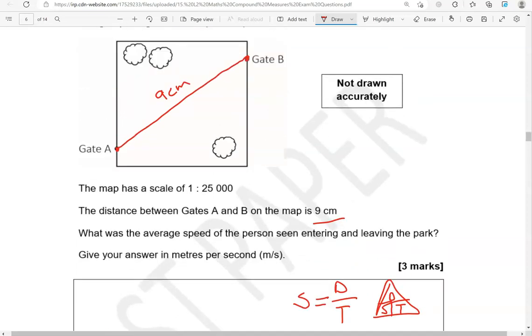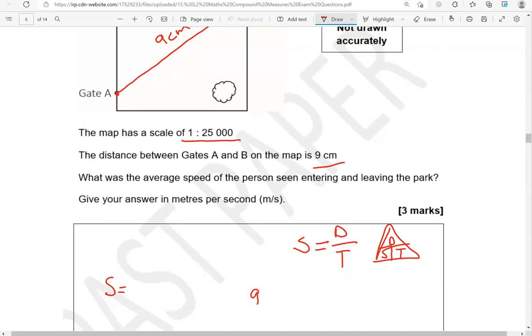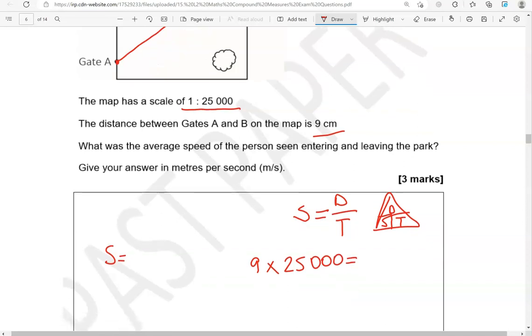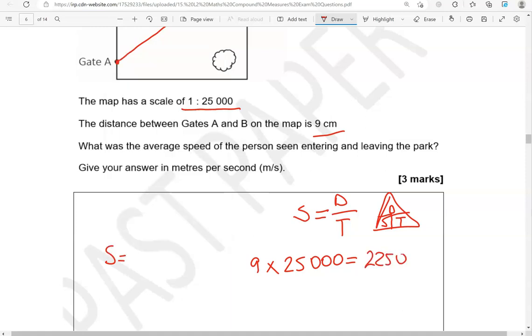On the map this is 9 centimeters, but the scale is 1 to 25,000. So what we're going to do is 9 times 25,000 to work out in reality this distance. Which is 225,000 centimeters, that is, because we input centimeters.